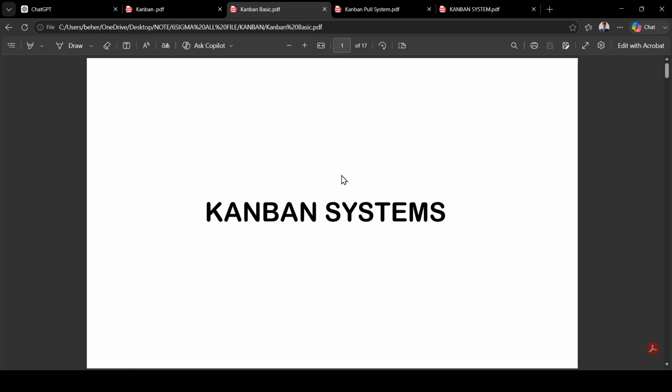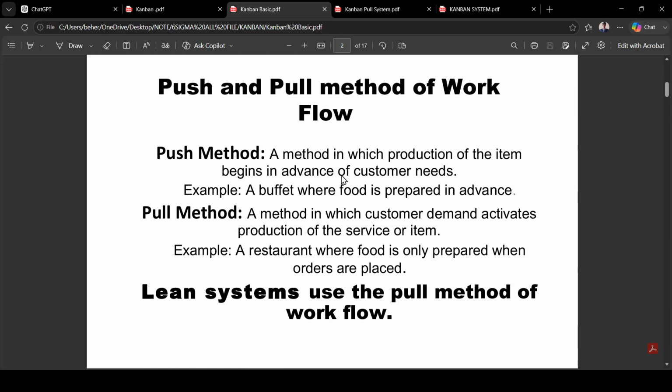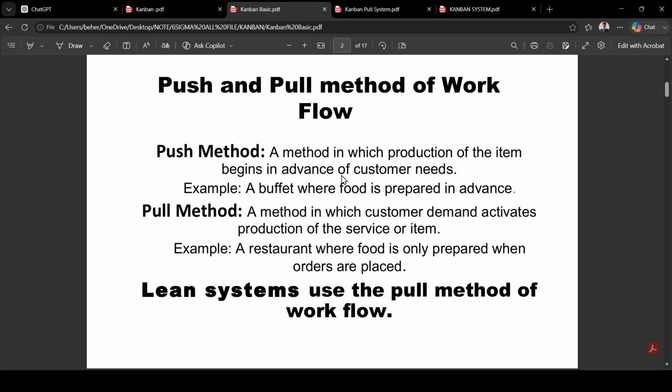This video is again about the Kanban system. What is the Kanban system? It is about the push and pull methods of workflow. The push method is a method in which production of the item begins in advance of customer needs.